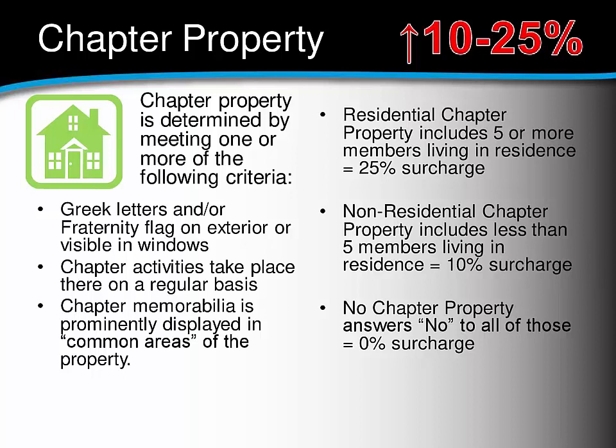The fraternity has also identified that there are 2 types of property: residential, which receives a 25% surcharge, and non-residential, which only receives a 10% surcharge.